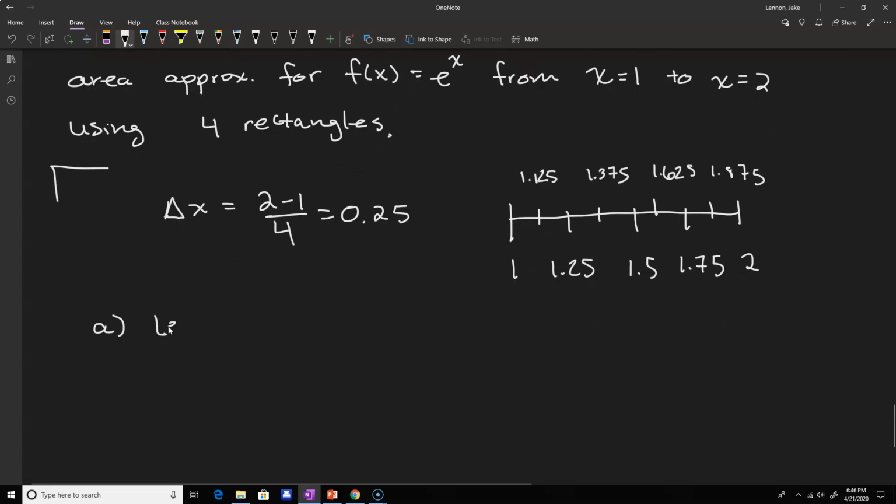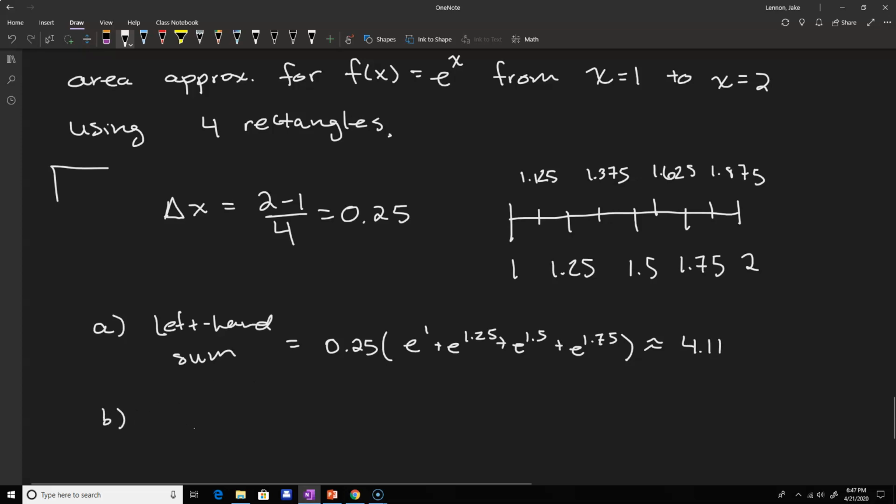So the left-hand sum, the formula is pretty easy right now. We just plug in each value as the exponent of e. So we would get 0.25. For the left-hand sum, we use 1, 1.25, 1.5, and 1.75. So we would have e to the first plus e to the 1.25 plus e to the 1.5 plus e to the 1.75. So this comes out to about 4.11.